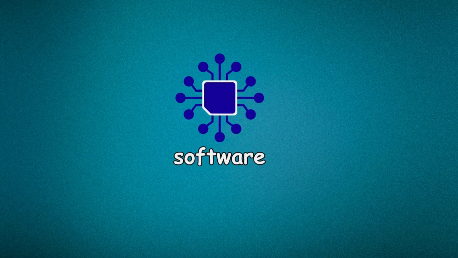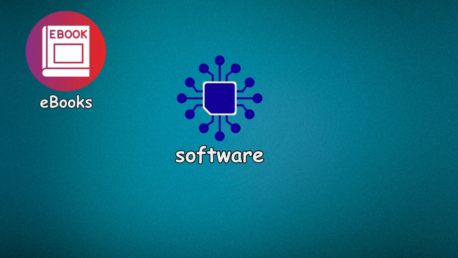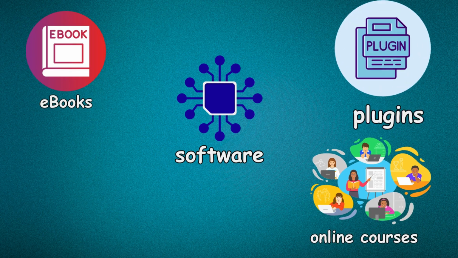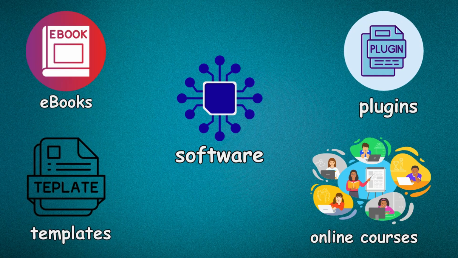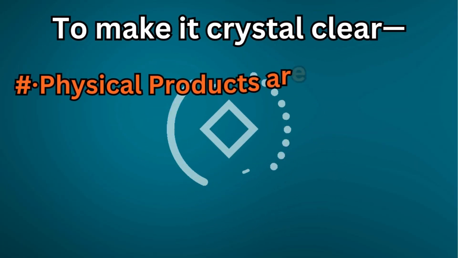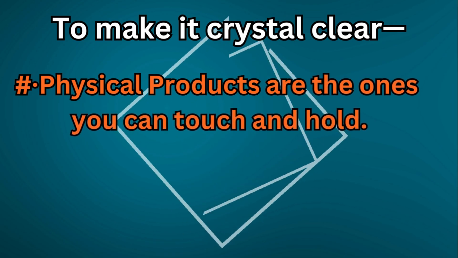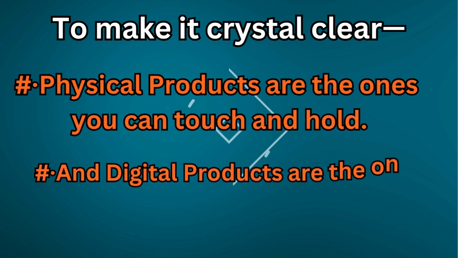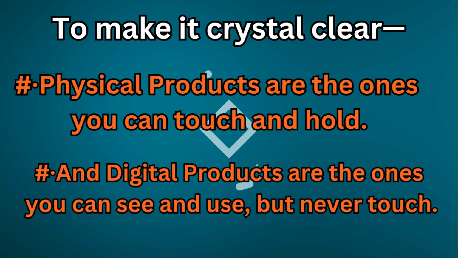Digital products are items you can see and use, but you can never physically touch them. For example, software, ebooks, online courses, plugins, templates, and more. So, to make it crystal clear, physical products are the ones you can touch and hold, and digital products are the ones you can see and use but never touch.